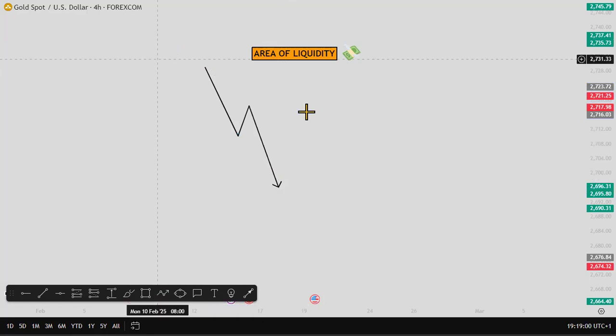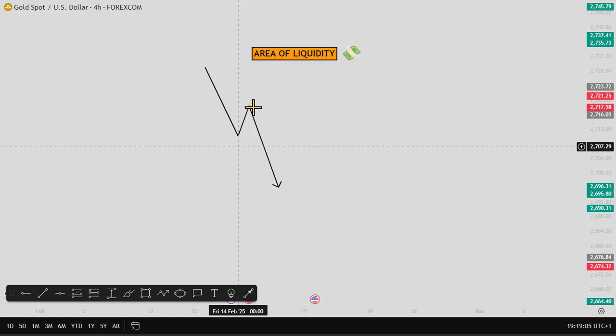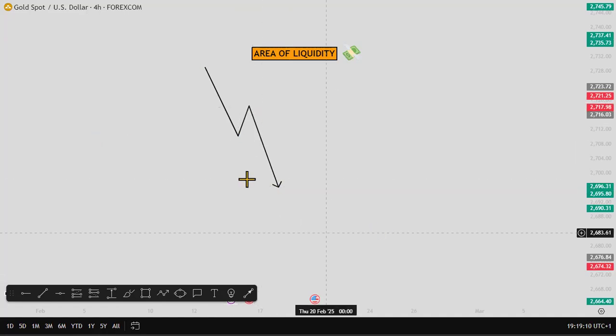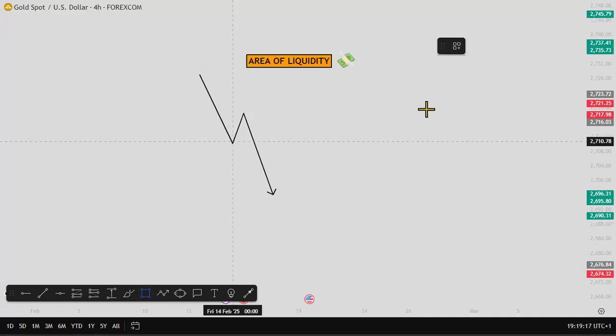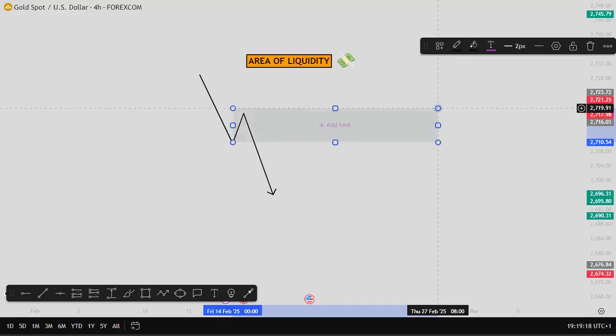Now, this is just a trend, which is a downtrend. Lower highs, lower lows, lower highs, lower lows. Now, where is the area of liquidity in this price move? The area of liquidity is simply here. Now, why did I choose here?